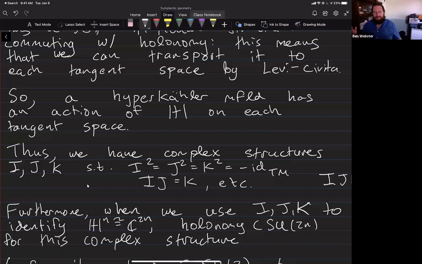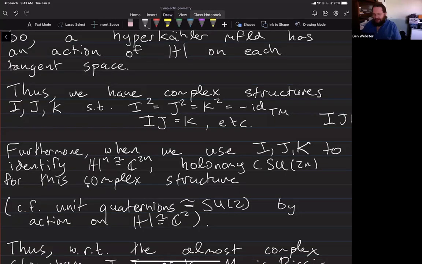Okay, so what happens when we do this? Well, the holonomy consists of special unitary linear transformations with respect to each of these three complex structures. So if I make I or J or K my preferred complex structure, then my module structure over the Hamiltonians gets restricted to a module structure over the complex numbers. I have a complex vector space, and the holonomy is always going to be complex linear.